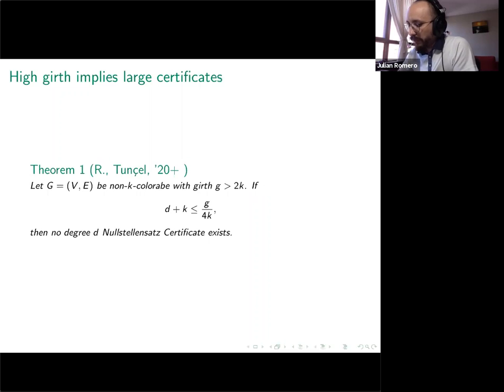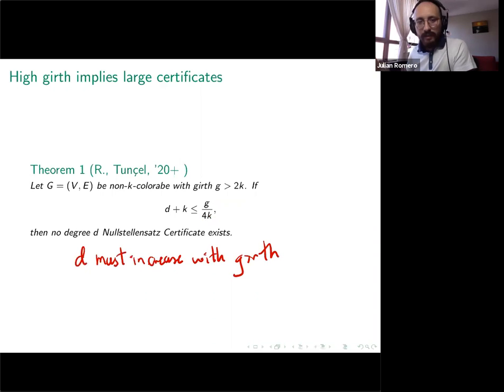If you want to find the Nullstellensatz degree, the smallest one must be greater than g over k plus over 4k. So what I'm saying is that at least the degree d must increase with girth. At least that is the lower bound that we have.